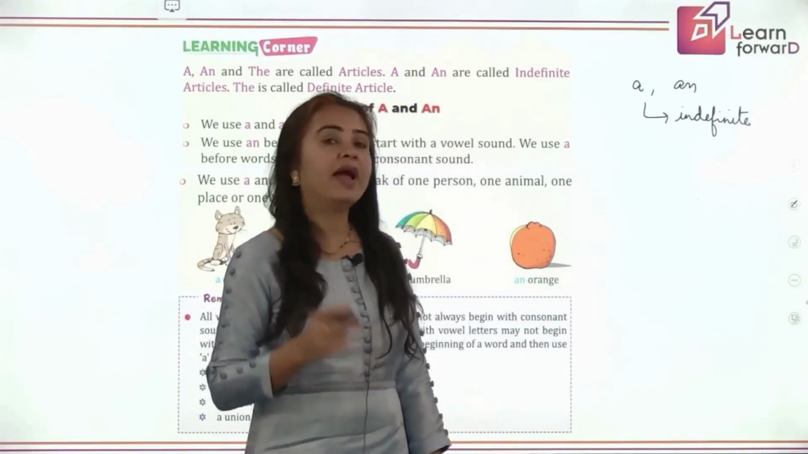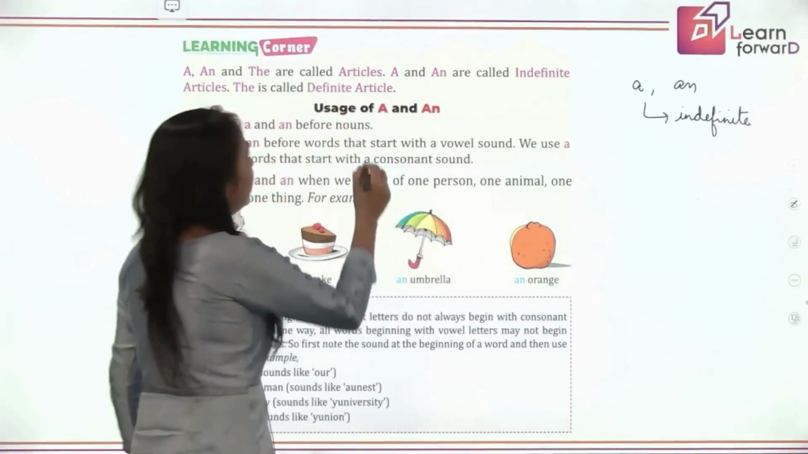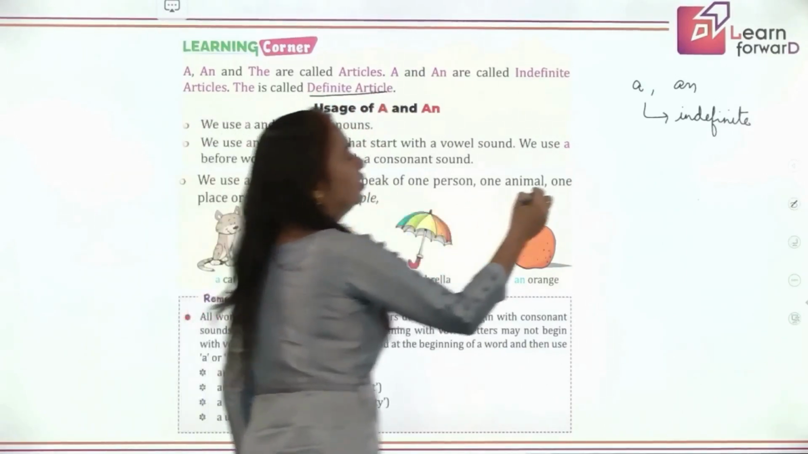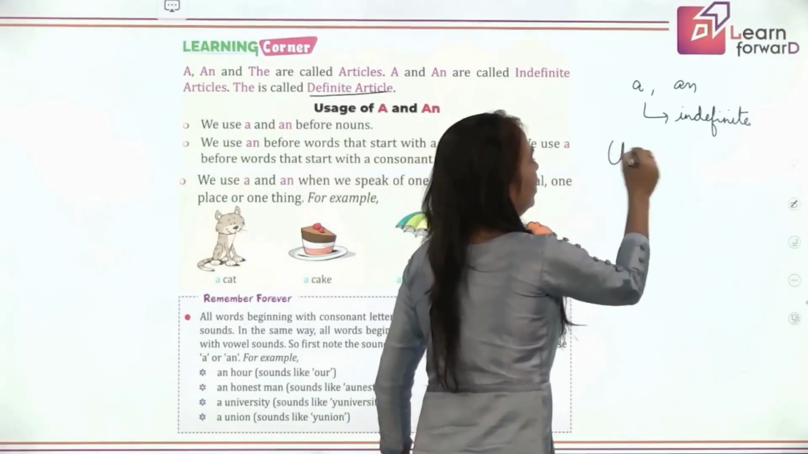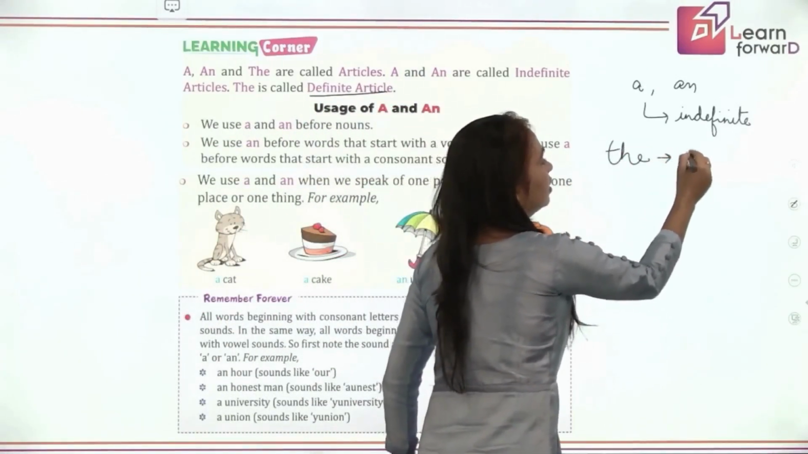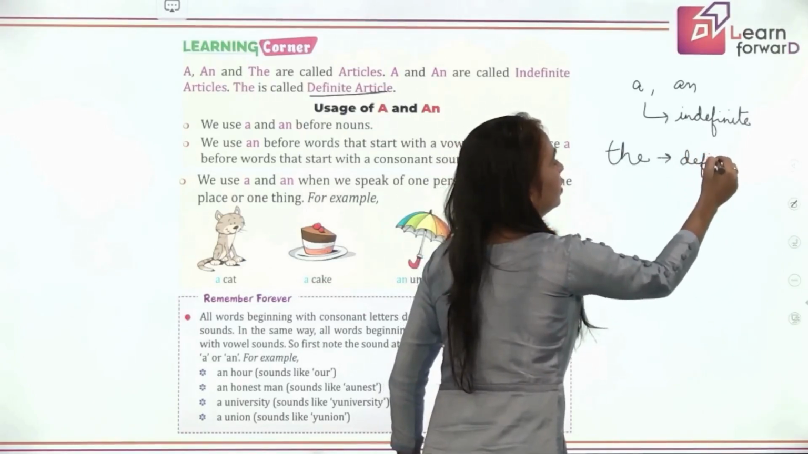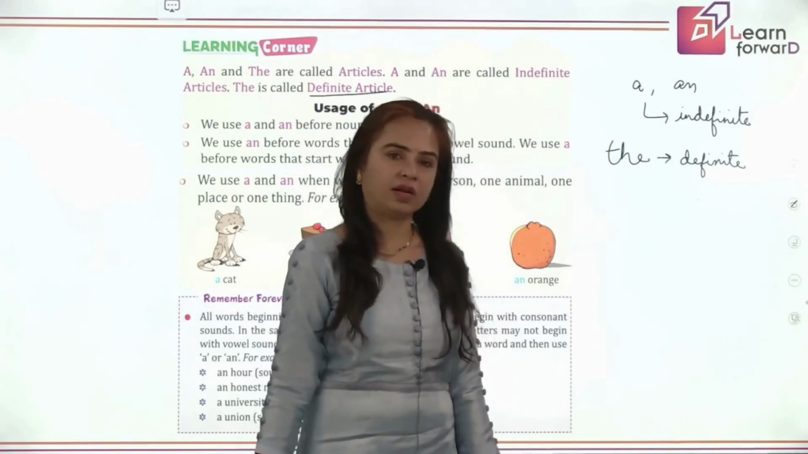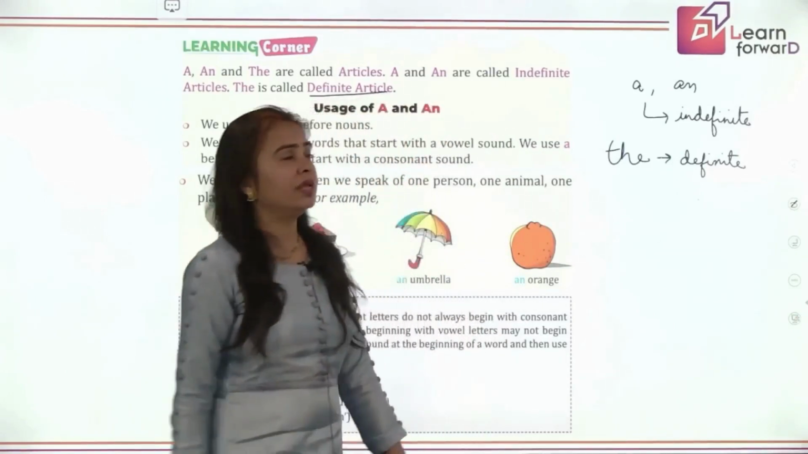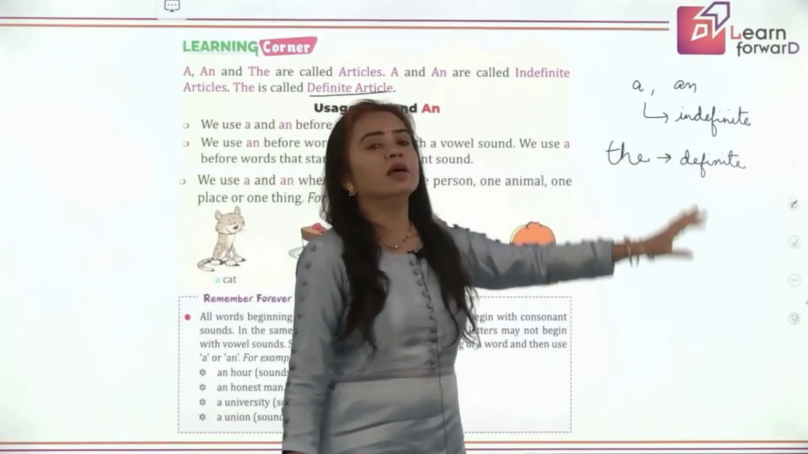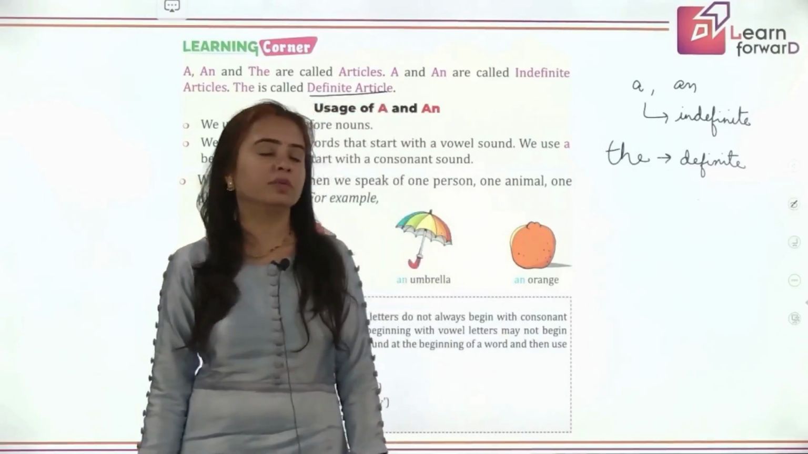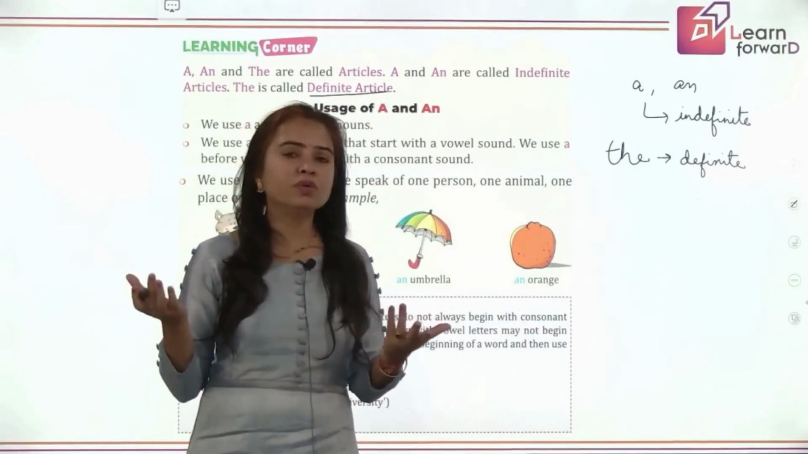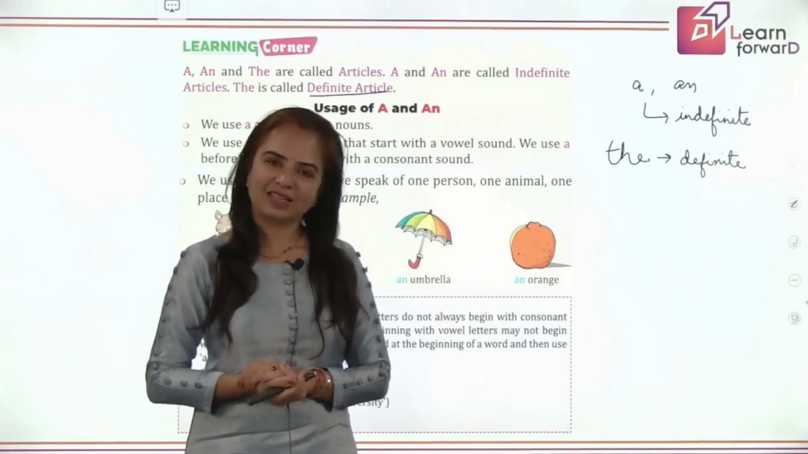Got it? And the is called a definite article, the. Why do we call it definite? Because we use the before some particular nouns only. Which particular nouns? We will read ahead. First thing to know is, because a and an both are indefinite articles, where to use a and where to use an is very important.